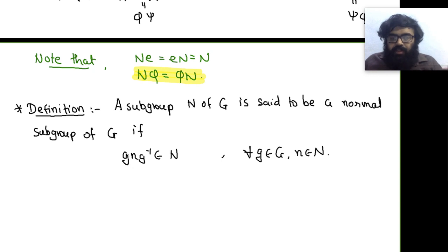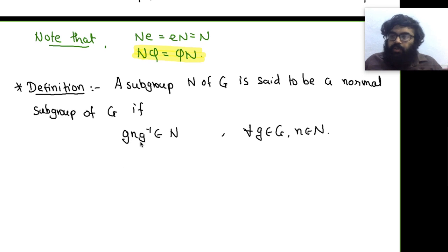Very simple definition: gng inverse. So here we have an element of G on the left, its inverse on the right, and in between we have an element of N. And this product, this binary operation of these three elements, the entire product should belong to N.